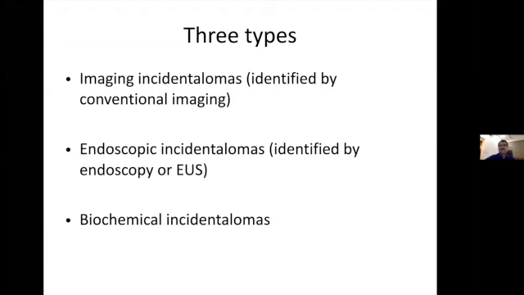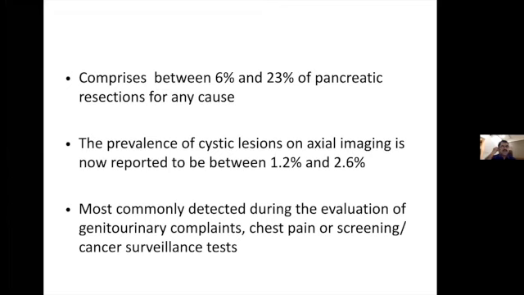So there are three types of incidentaloma. One is called the imaging incidentaloma. Second is called endoscopic incidentaloma, because when you do EUS, sometimes you may see this lesion. And third is called the biochemical incidentaloma. They are all representing the neuroendocrine type of tumors. It actually represents around 6% to 23% of pancreatic resections for any cause. So it is an important issue.